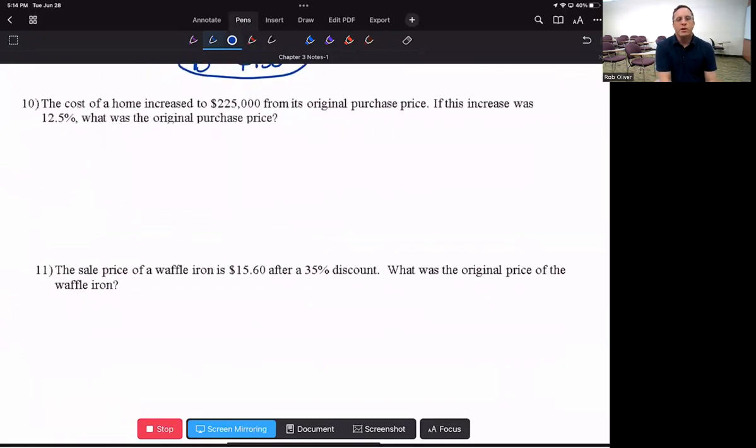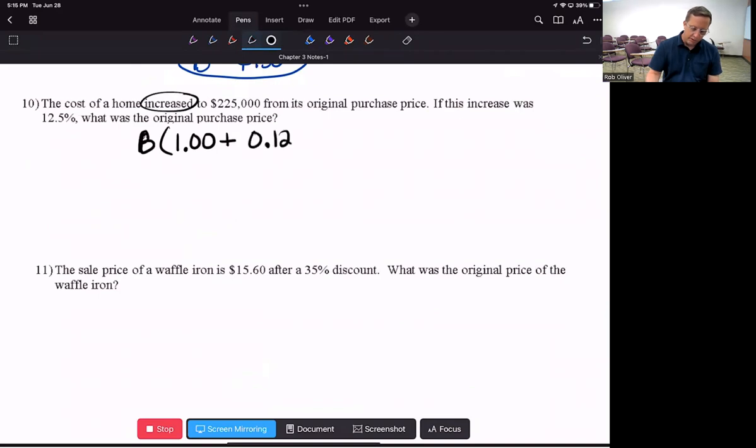All right, so for number 10, the cost of a home increased $225,000 from the original purchase price. If this increase was 12.5%, what was the original purchase price? So just like on the last problem, we're going to do the same thing. We don't know what the base is. And this is a percent of increase. It literally uses the word increase right there. So it increased 12.5%. So I'm going to move over the decimal 2 places.